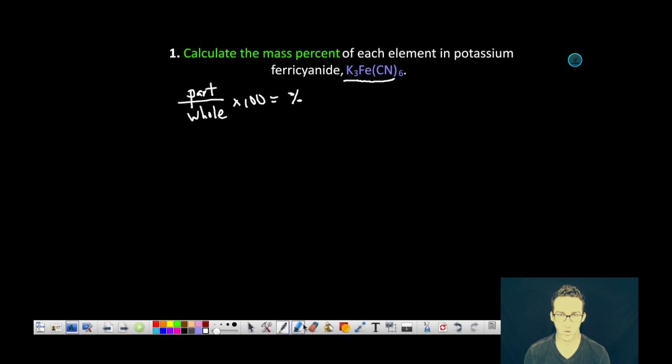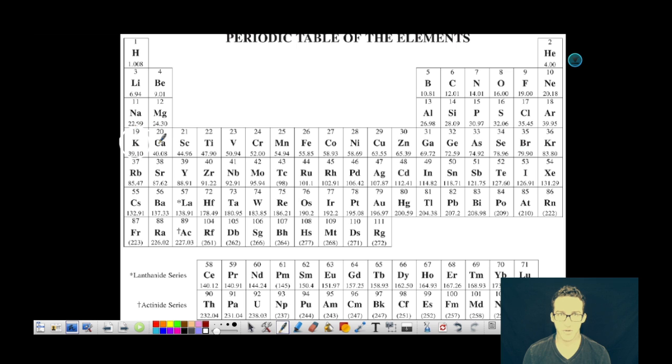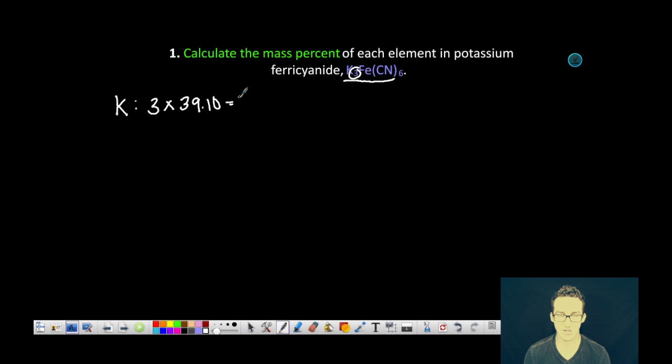So to start, we're going to take a look at the first element, which is potassium. Looking at the formula, we recognize that there are 3 potassiums. Each potassium has a mass of 39.10, which means combined, the 3 potassiums are giving us a total mass of 117.30 grams.